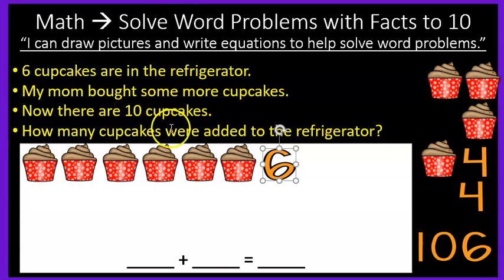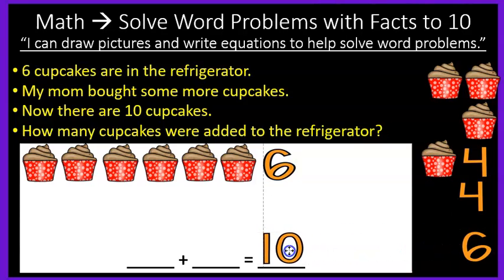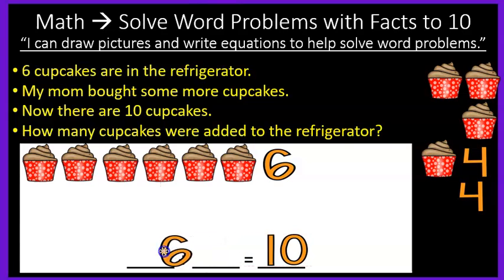Good job. So watch what I'm going to do again, okay? I'm going to grab 10. I'm going to put 10 here because I know that's the total, okay? The total is here. 6 is up here. So here's what you're going to do. You're going to write 6 up here now, okay?